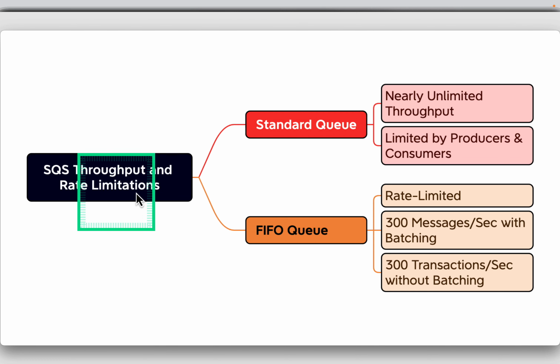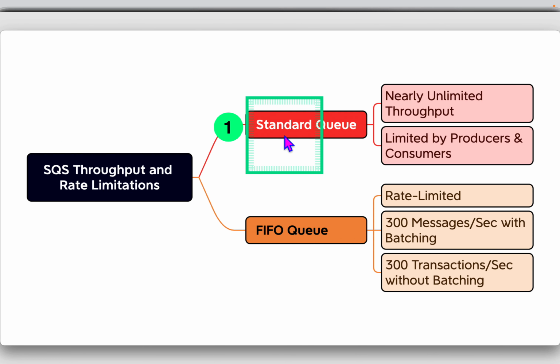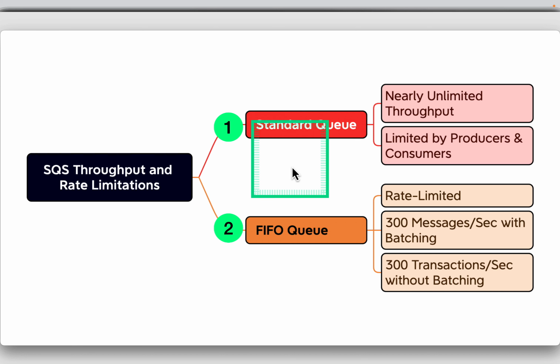SQS throughput and rate limitations. So standard queue offers nearly unlimited throughput, limited mostly by the number of messages producers and consumers can produce and or consume. FIFO queue: rate limited to 300 messages per second with batching or 300 transactions per second without batching.